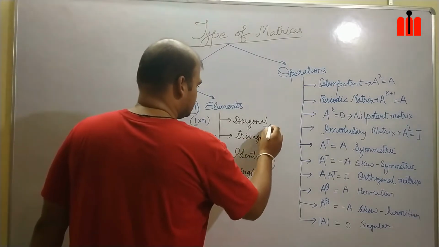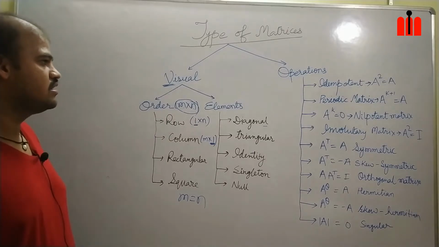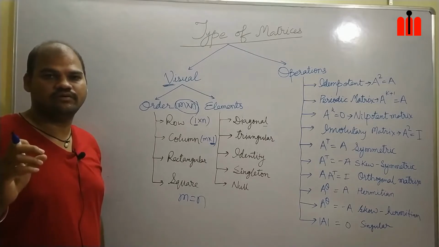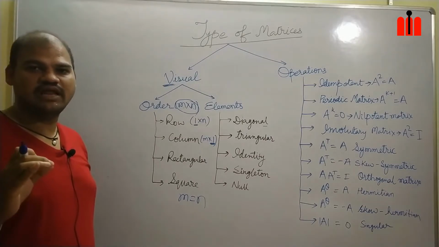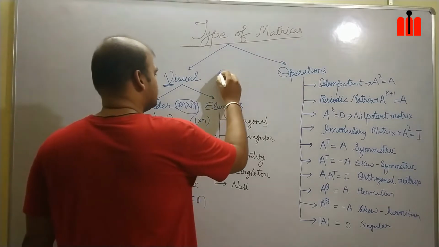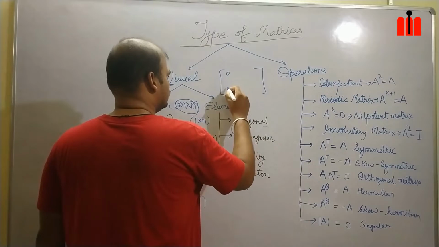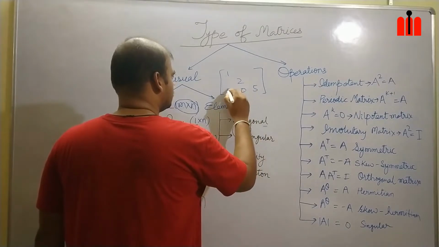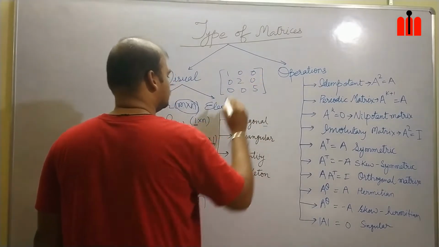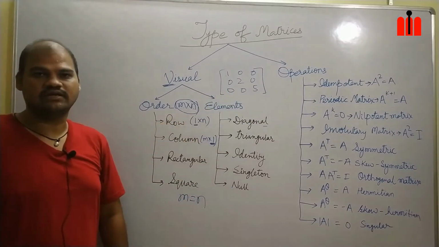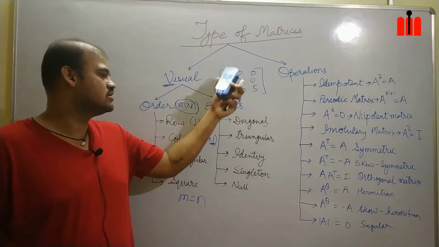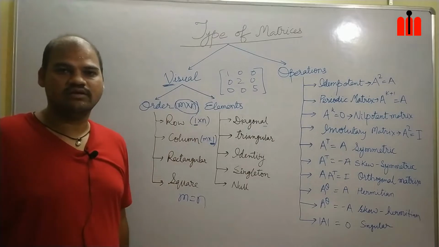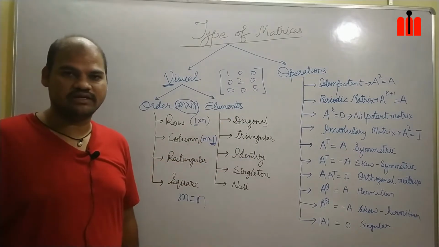Next is the diagonal matrix. A diagonal matrix is a matrix in which only the diagonal elements will have values, and the rest of the elements will have zeros. For example, diagonal values like 1, 2, 5, and 0, 0, 0, 0, 0, 0. This type of matrix is a diagonal matrix, where the diagonal has numbers and the rest are all 0. Only natural numbers will be there in the diagonal. Such type of matrix is known as a diagonal matrix.